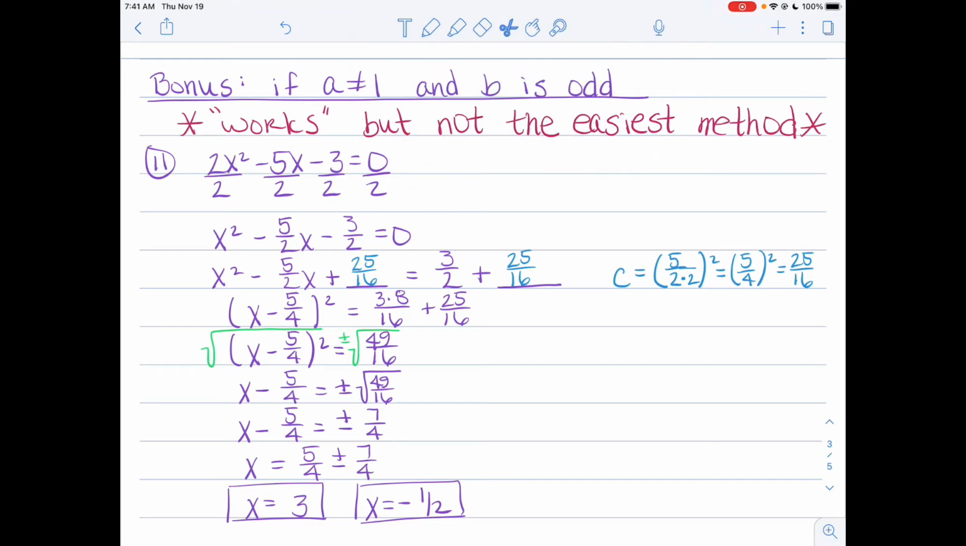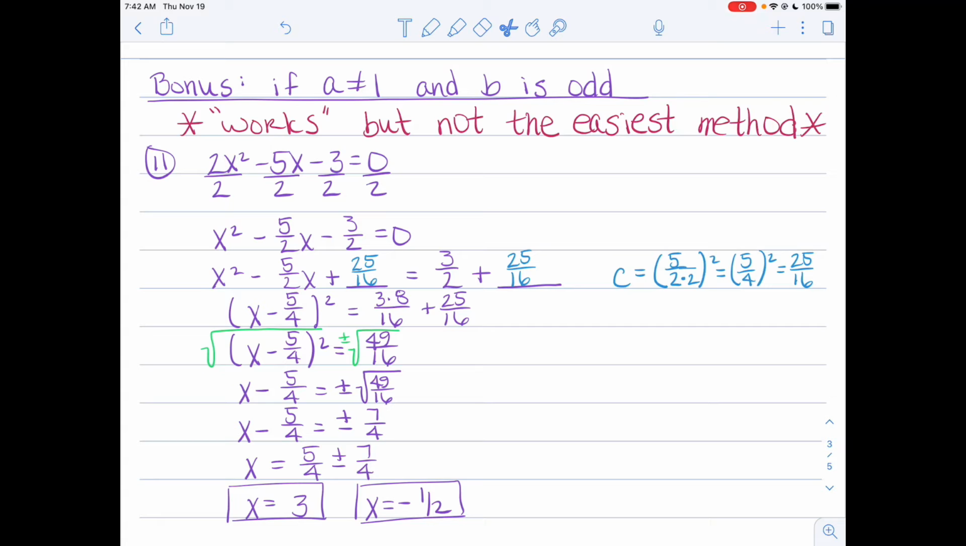So here is my equation. Notice that my A value is 2 and my B value is -5, so it's odd. And this method of completing the square only works if we have a 1 in front of our x squared term, a 1 for A. So I immediately need to get rid of this 2, and the way to do that is to divide everything by 2. But because I have some odd numbers, whenever I divide by 2, I end up with some fractions. But we can still do this.